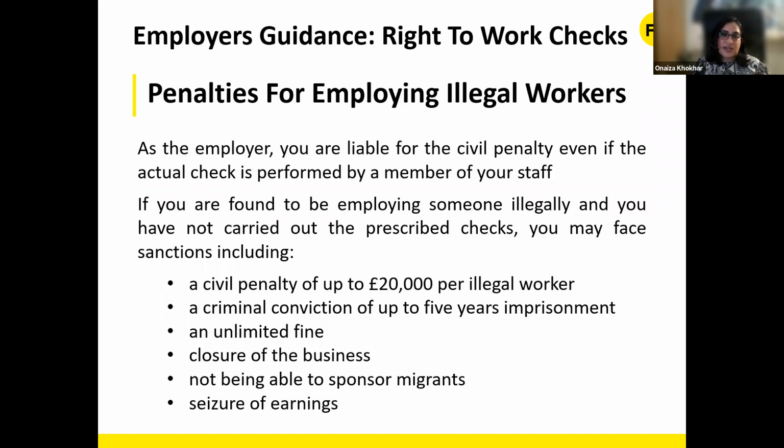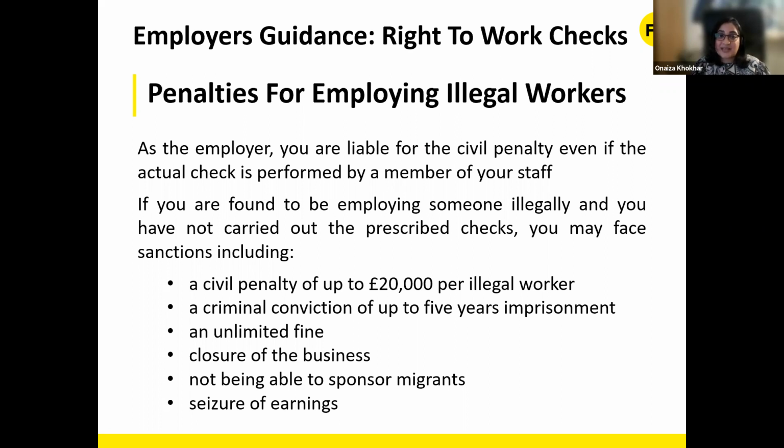A right to work check should be carried out for every individual you employ. As the employer, you're liable for the civil penalty, even if the actual check was performed by a member of your staff. If you are found to be employing someone illegally and you have not carried out the prescribed checks, then you may face sanctions, including but not limited to a civil penalty of up to £20,000 per illegal worker.